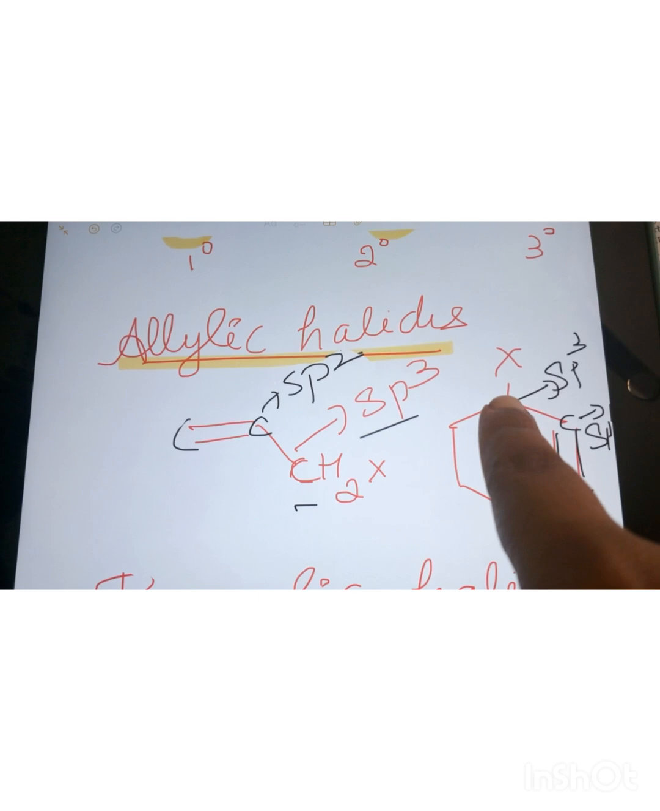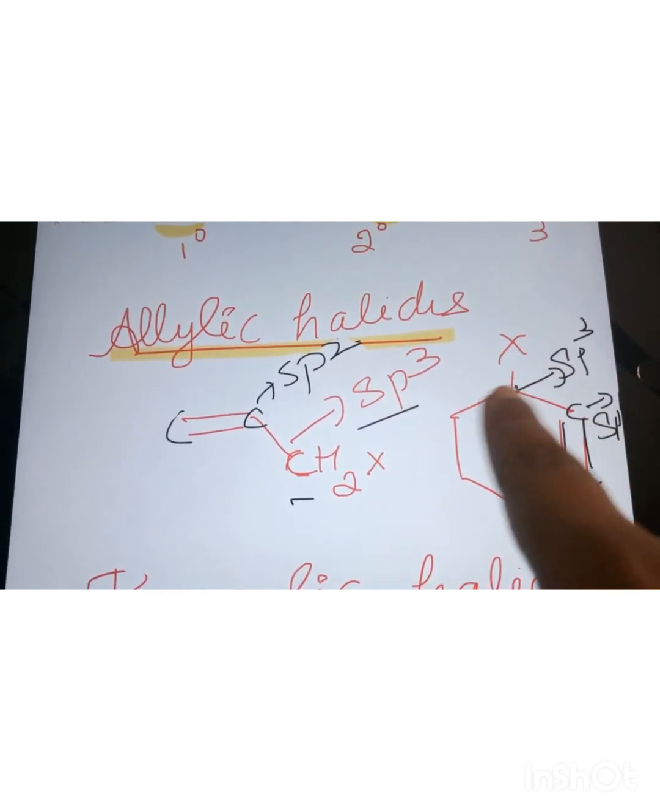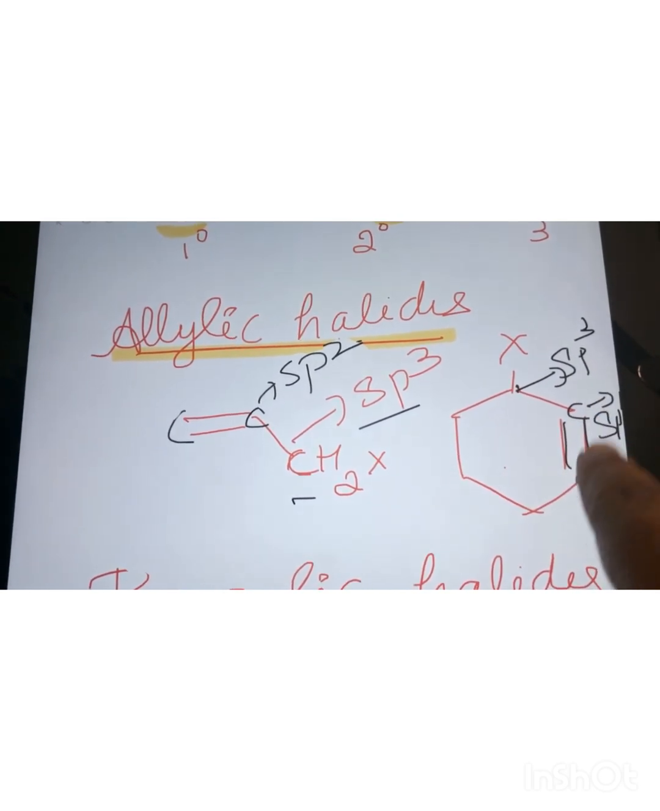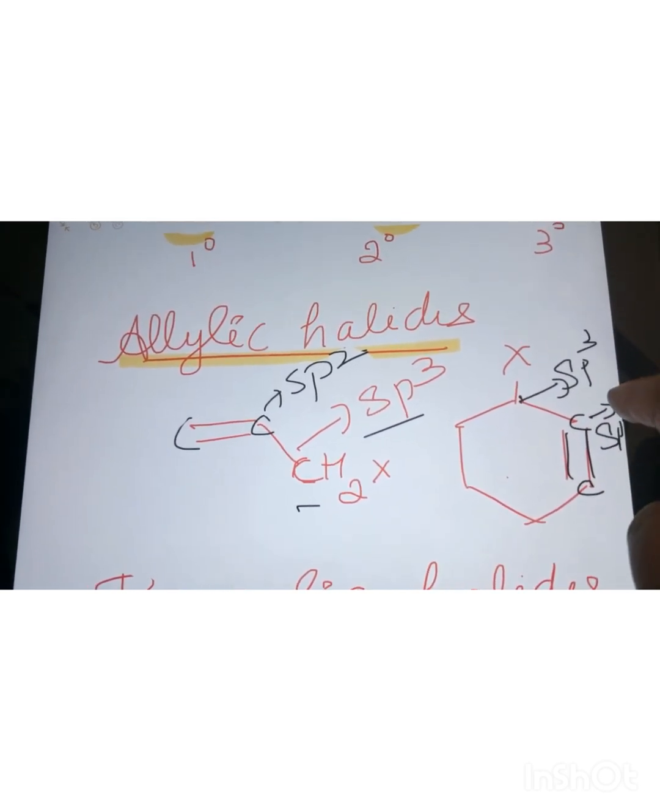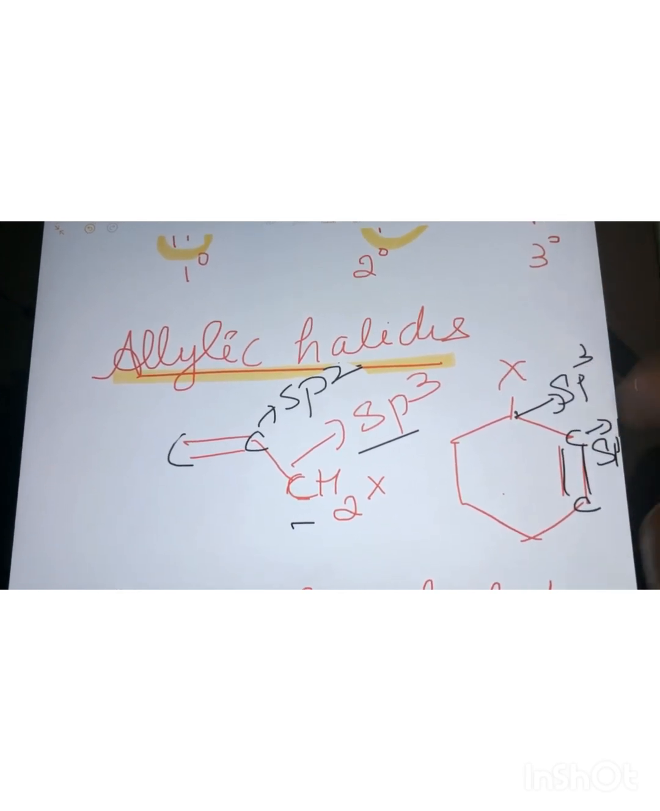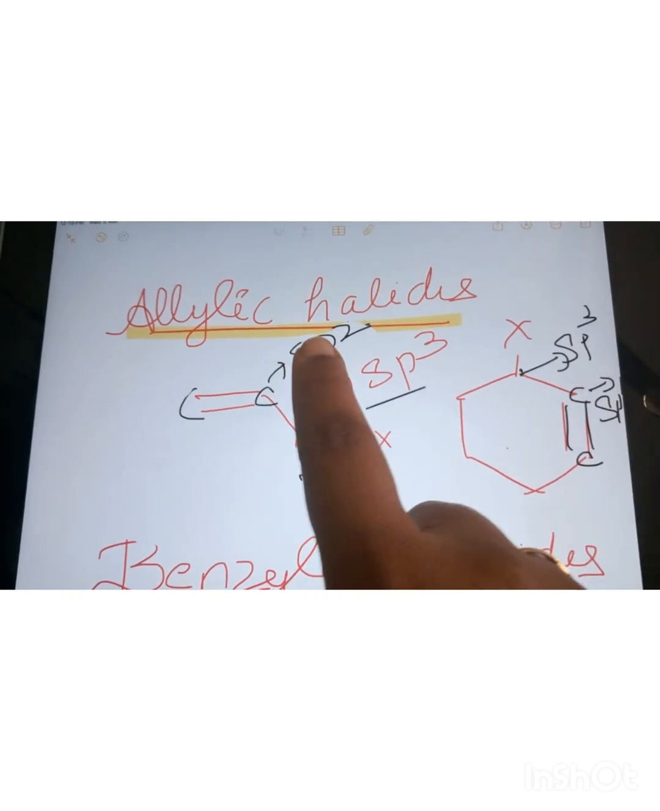So even in this example you can see the halogen is attached to the carbon atom which is having sp3 hybridization. The second carbon atom is a carbon-carbon double bond which is having sp2 hybridization. So the first halogen will be attached to an sp3 and the second, neighboring carbon atom will be an sp2. Then it is known as allylic.